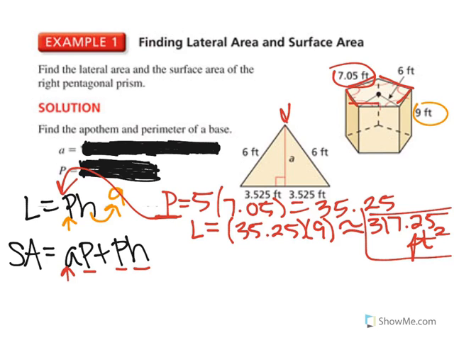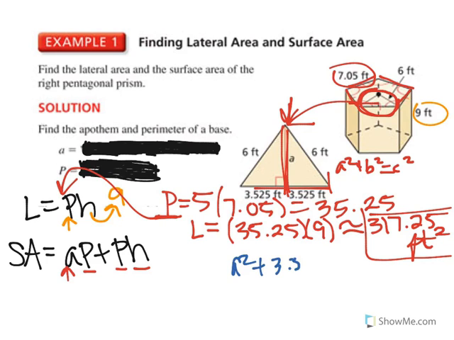So if you take a look at this triangle here, it's this piece of my picture blown up so you can see it. Well, we know that the side length is 7.05, so if we cut that in half, that's where you get the 3.525 from. And you can do the Pythagorean theorem, a squared plus b squared equals c squared, to get your apothem. So that's a squared plus 3.525 squared is equal to 6 squared. When you solve that, you get your apothem to be about 4.9.